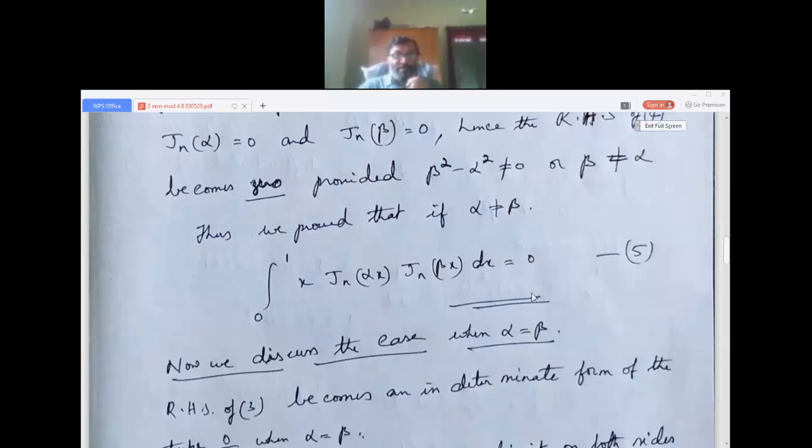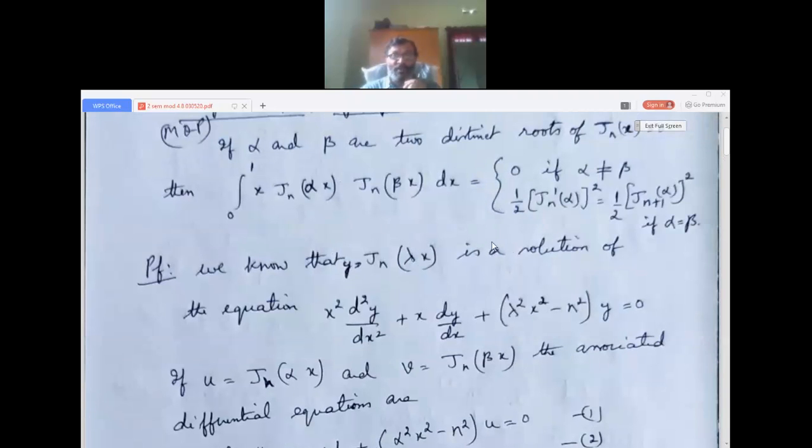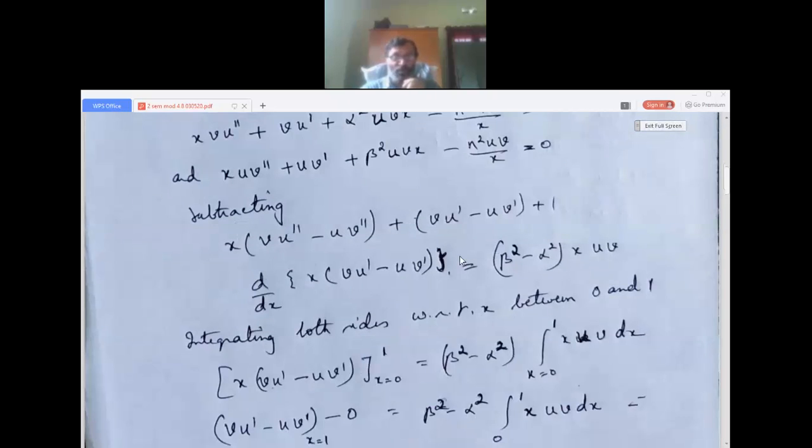Okay, this is the question. Till here it is asked in the model question paper. Show that for any Bessel function Jn of x, if alpha and beta are two distinct roots of Jn of x, then integral 0 to 1 of x Jn alpha x into Jn beta x dx is equal to 0 if alpha not equal to beta.